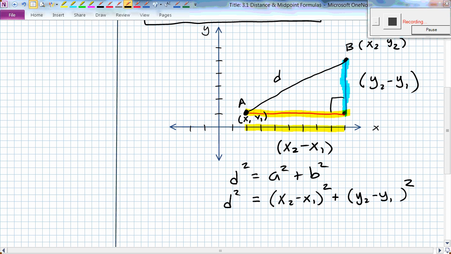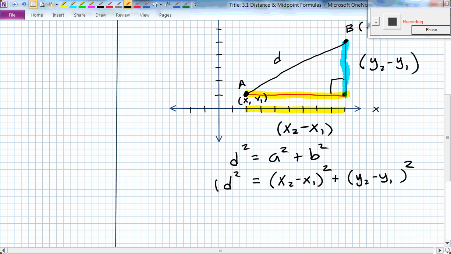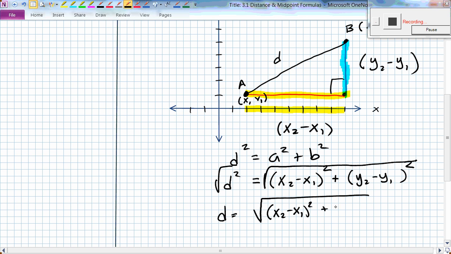Now, I don't want distance squared. I want the actual distance. So how do I solve this for D? You got it. I'm going to take the square root of both sides. And you know what, ladies and gentlemen? You have just derived the distance formula. The square root of the quantity x2 minus x1 squared plus y2 minus y1 squared.